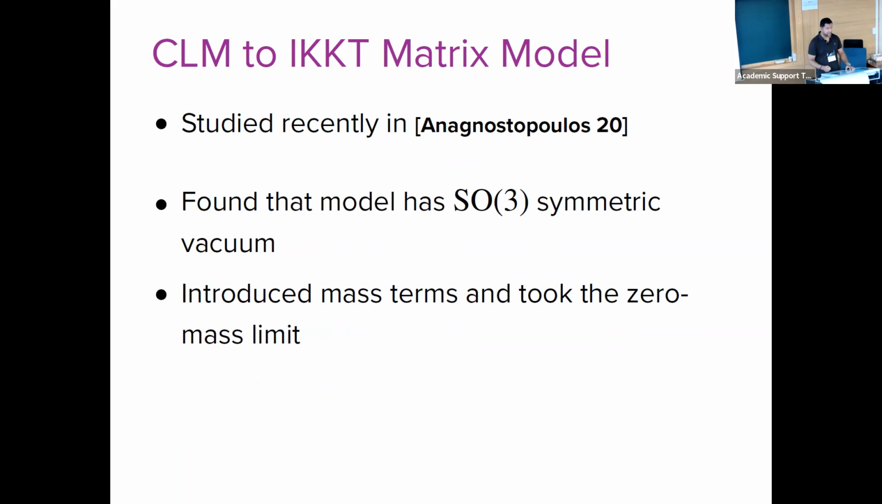Then the full IKKT with the phase included was studied recently in this paper. There they found that this model has an SO3 symmetric vacuum. So SO10 breaks into SO3 cross SO7, which is what they found in their simulations. So three directions are becoming larger. In their study they introduced mass terms to the action to control certain technicalities in simulations, and they took the zero mass limit to get the results.